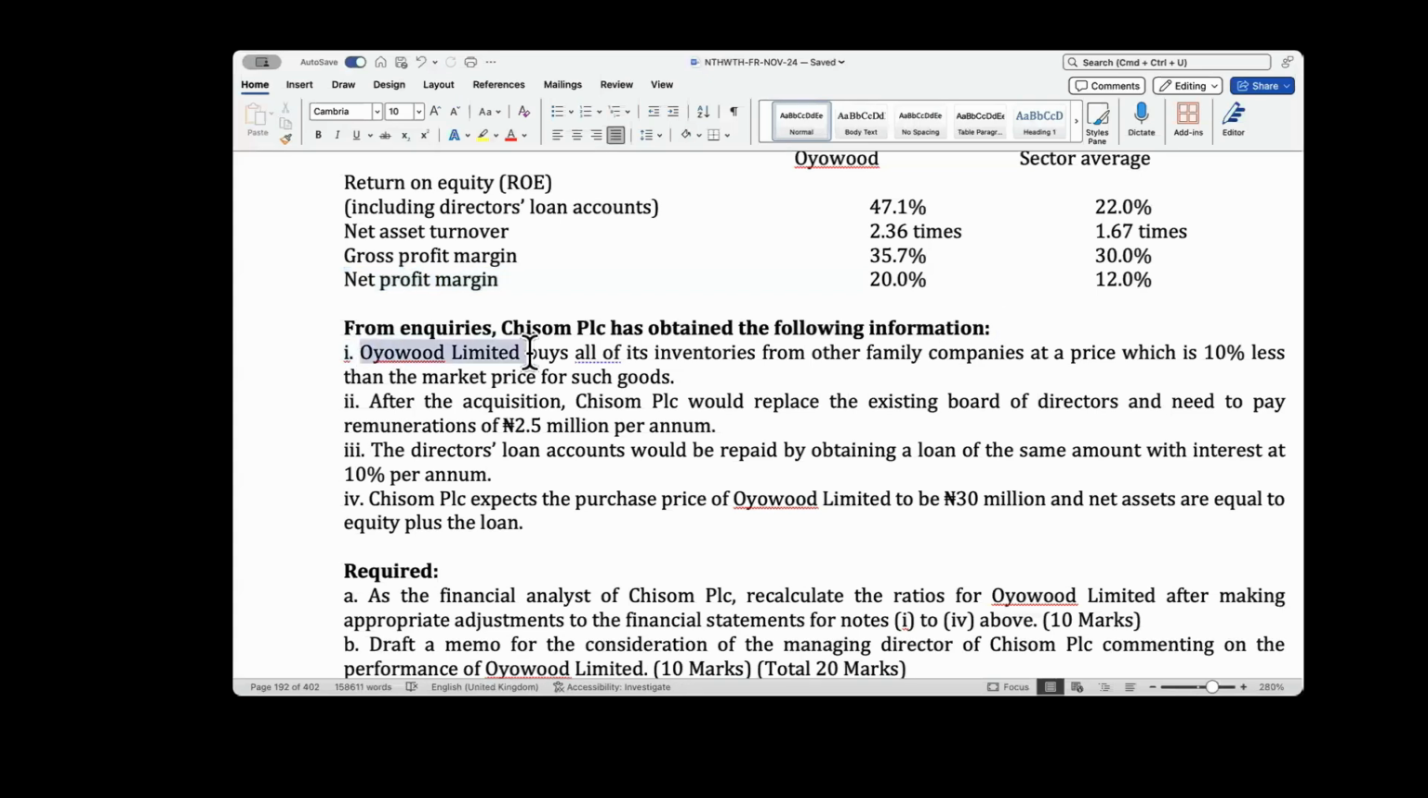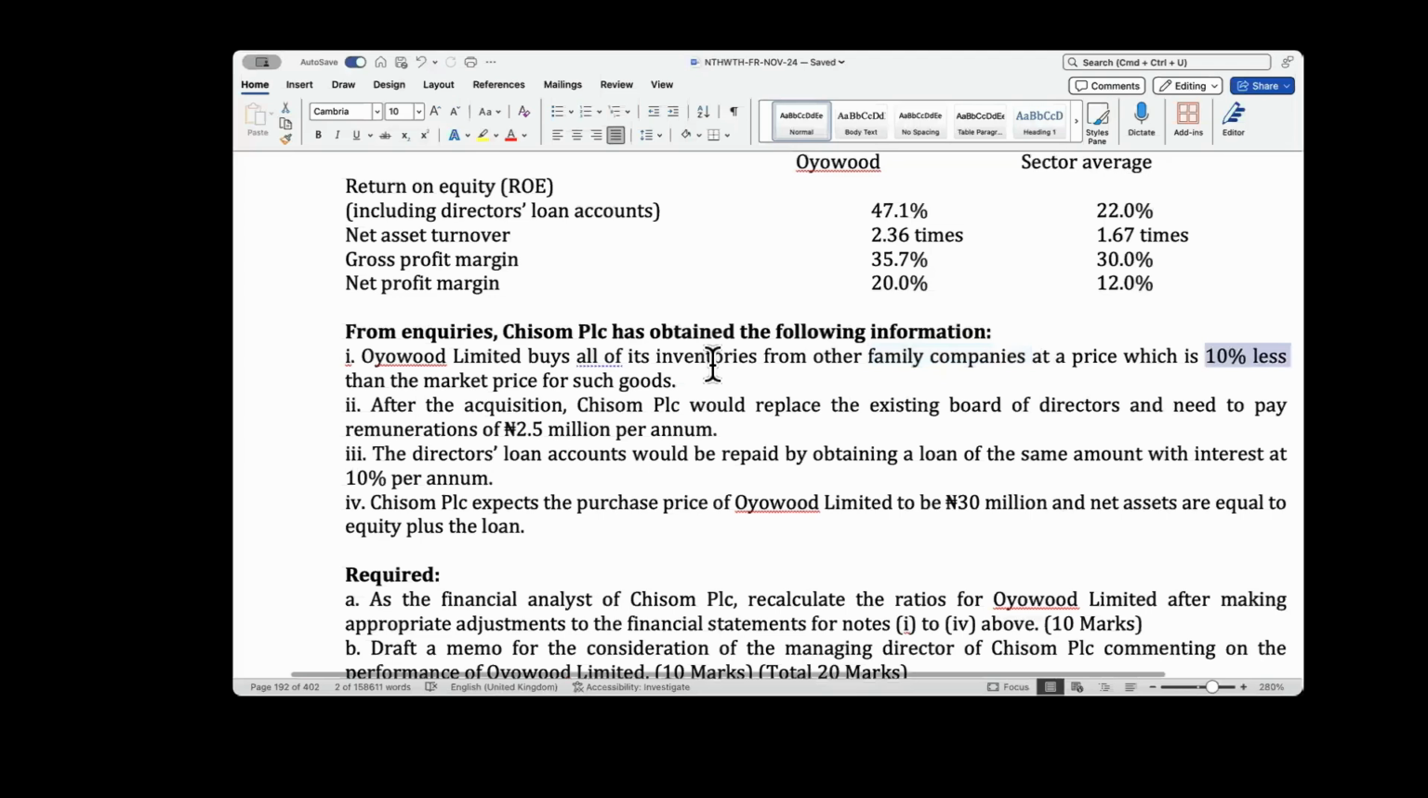They said Oilwood Limited buys all of its inventories from other family companies at a price which is 10% less than market price. That means they are using related party pricing. I'm sure this guy cannot buy it at that price if it's not that he's buying it from another family company. So those ones are selling it for him at a lower price, 10% less. We cannot use that for our ratio. We have to update it to the market price. Otherwise, that ratio will be distorted.